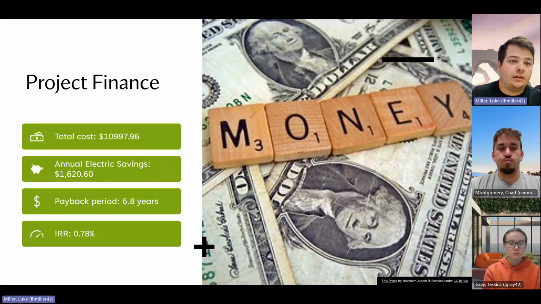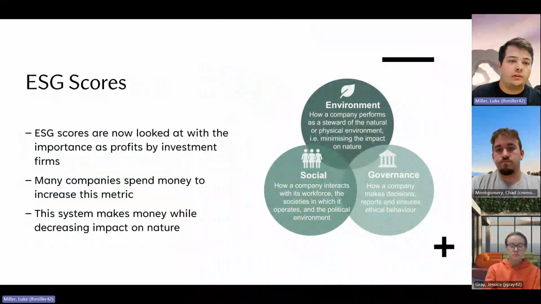And then we calculated the electric savings based off of how much power we would save from not having to power the feed water pump for the plant with grid power instead of just powering off of the turbine. That gives us a payback period of 6.8 years and an IRR of just 0.78%, which isn't great because for most companies you need about an 8 to 12% return. So almost every company would deny this from the finance department to get built. But there are some other things to consider.